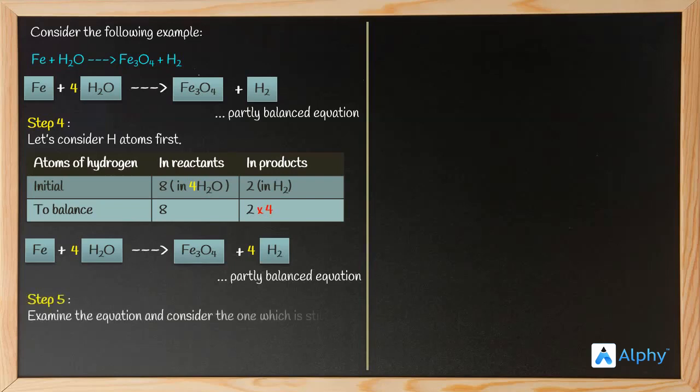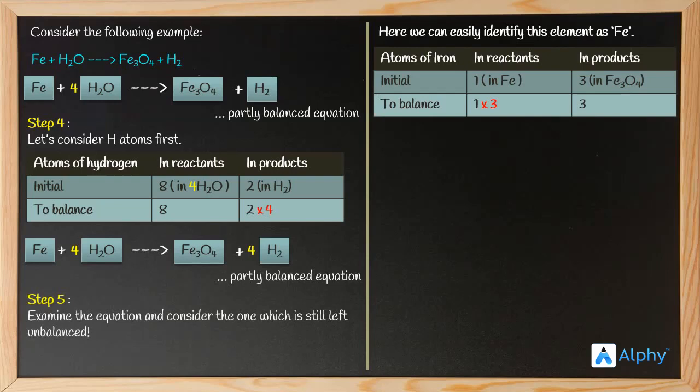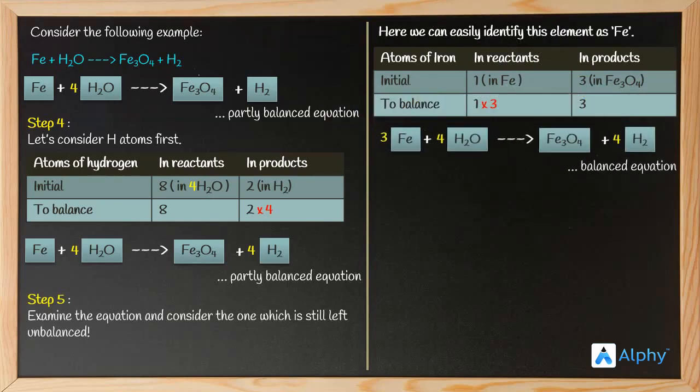Examine the equation and consider the one which is still left unbalanced, and we have already examined it. So yes, you are absolutely right. Fe is left to be balanced, and so let's tabulate the number of Fe atoms on both sides. Here, to balance Fe atoms, we need to multiply the coefficient of Fe on the reactant side by 3. If you see the equation, we have multiplied the coefficient of Fe, or iron, by 3, because the Fe atom initially was 1 on the reactant side and 3 on the product side. So to balance, we have done this.